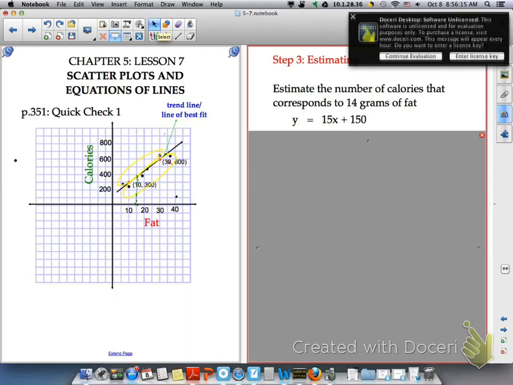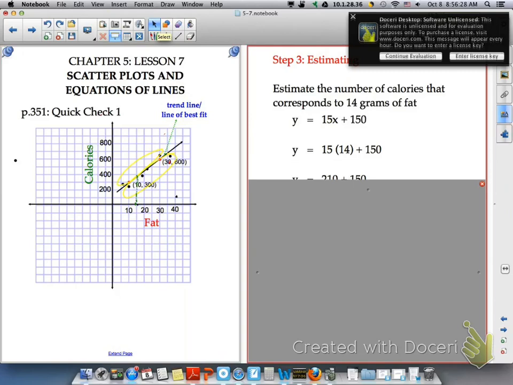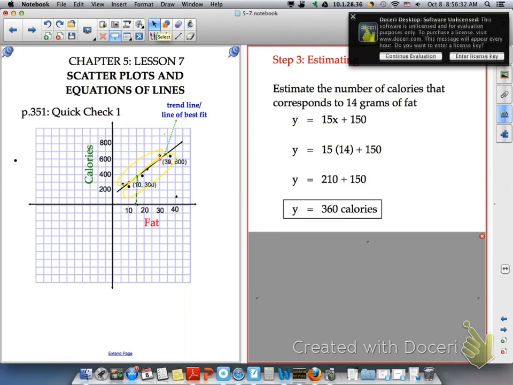So I take my equation, the equation of the line of best fit. I'm going to plug in the value for x, which is 14 grams. And then that will give me the value of y, which is, wow, pretty close. You're right on the money. 360 calories. Yes. So find the slope. Use either the slope intercept form or the point slope form to write the equation. And then if you're asked to estimate, then plug in and find the value. And I would also look at the graph to make sure that how I read the graph corresponds to the value that I get after the computation.